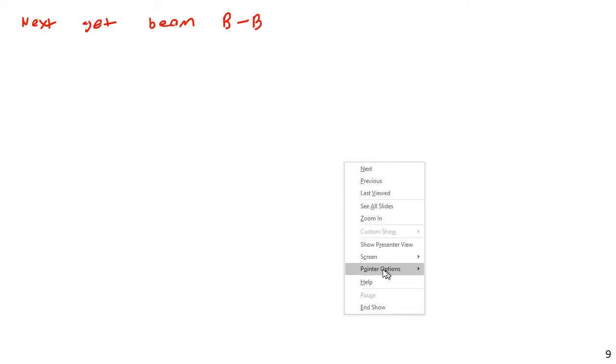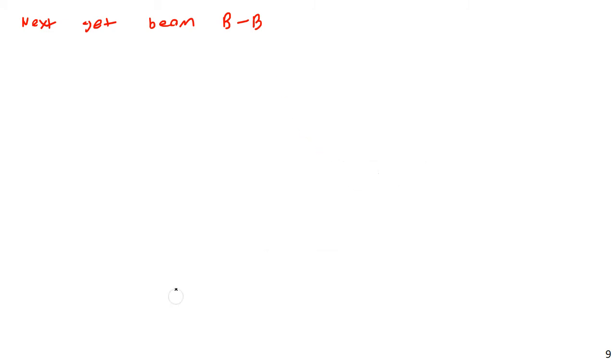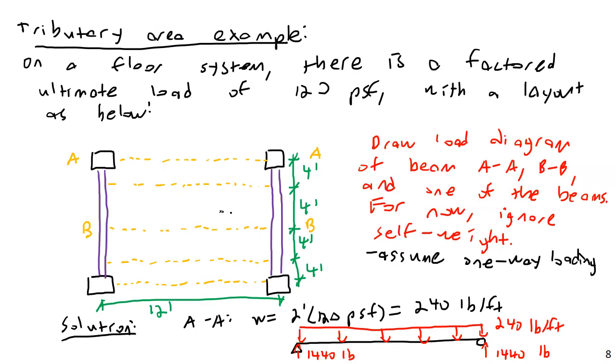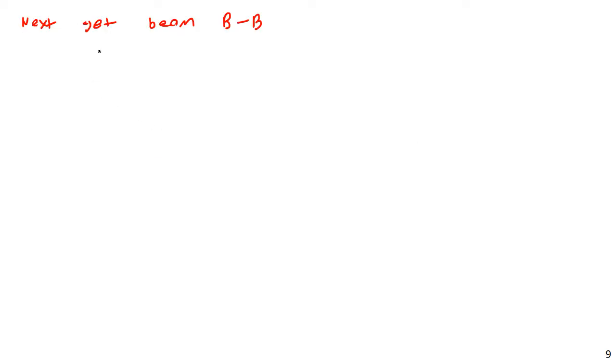Okay, now I want to get beam BB. And this one's going to be very similar to the previous one. It's the exact same process, except now the width of the tributary area is going to be 4 feet instead of 2 feet because it gets 2 feet on this side and 2 feet on this side. So the w here for this particular one would be 4 feet times 120 pounds per square foot, and that would equal 480 pounds per foot.